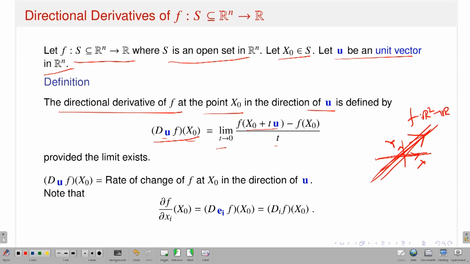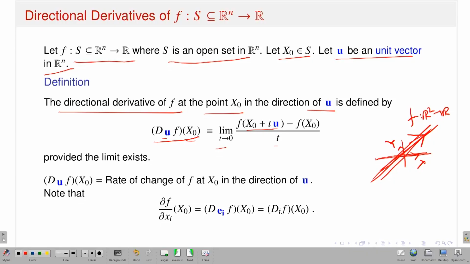So, x naught is fixed and u is fixed. I am considering t u as t varies, which means I am on a line passing through the origin and containing the vector u. So, I am in one direction, the direction given by the vector u, and I would like to see the change of the function on this direction itself. So, f of x naught plus t u minus f of x naught, divided by t. If this limit exists, then I say that the directional derivative of f in the direction u at the point x naught exists, provided the limit exists.